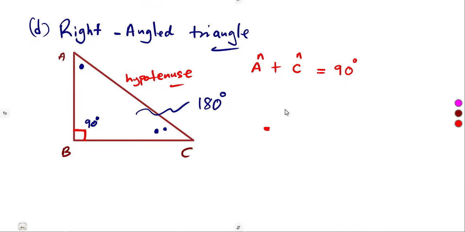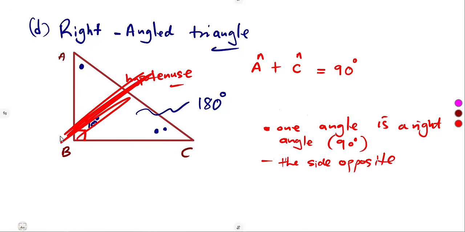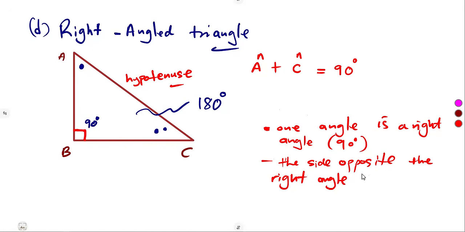So that's one angle. One angle is a right angle. Is a right angle that is what? 90 degrees. All right. Another part, the sides. The side opposite the 90 degree, the right angle, this one. Side opposite the right angle. The side opposite the right angle is called what? The hypotenuse. Is called the hypotenuse.